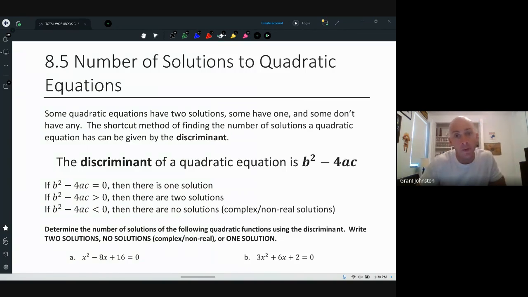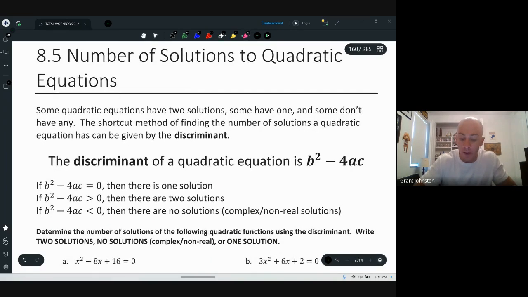To these quadratic equations, but sometimes you're going to get one solution, and there's also times where you're not going to get any solutions. You're going to get no solutions, which we call complex or non-real solutions. And there's a shortcut method to determine how many solutions there will be to the problem, and it's using this thing called the discriminant.